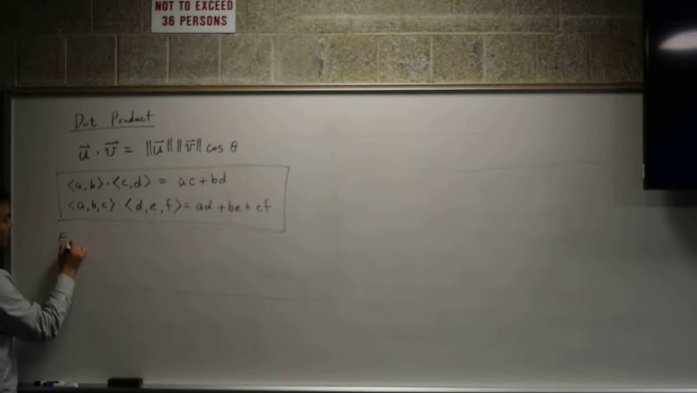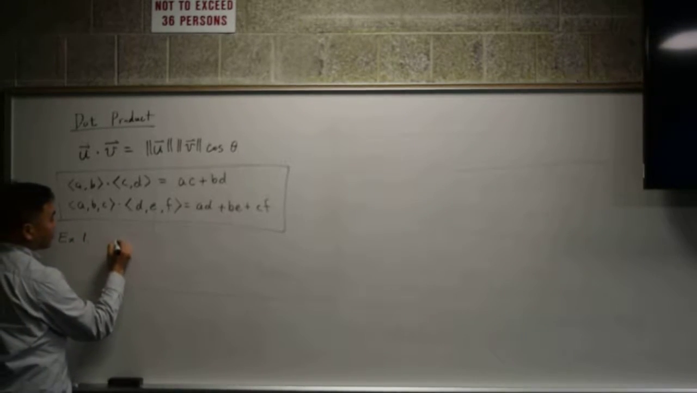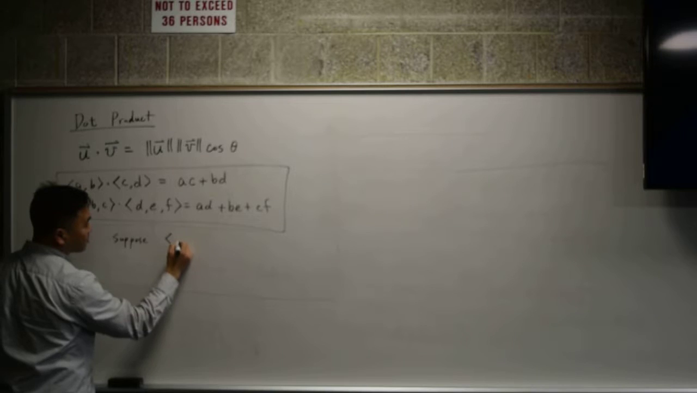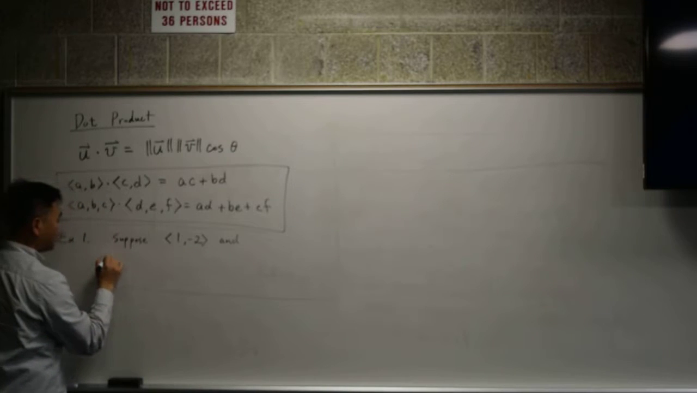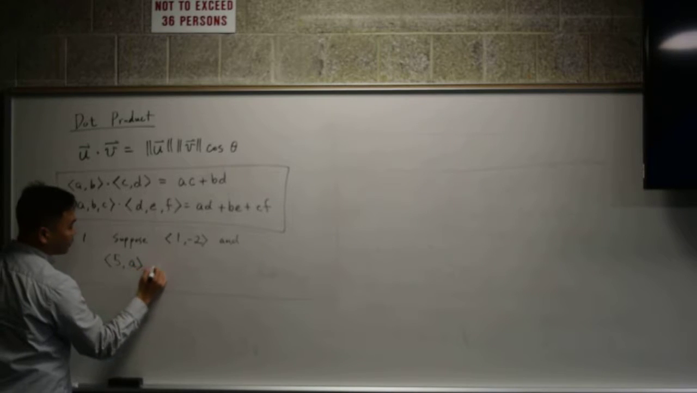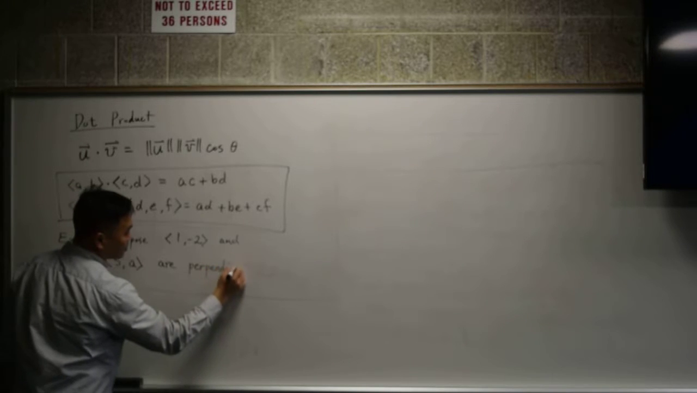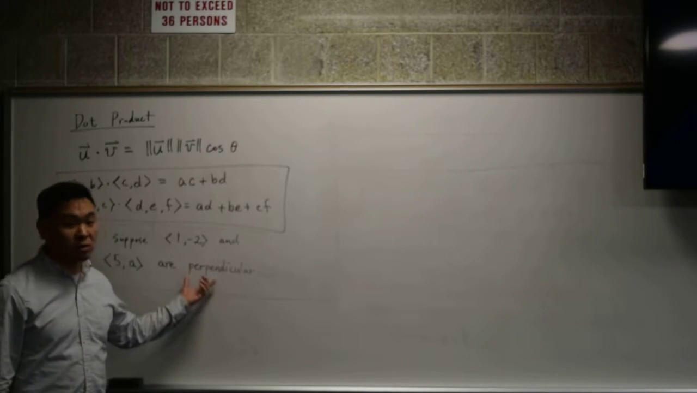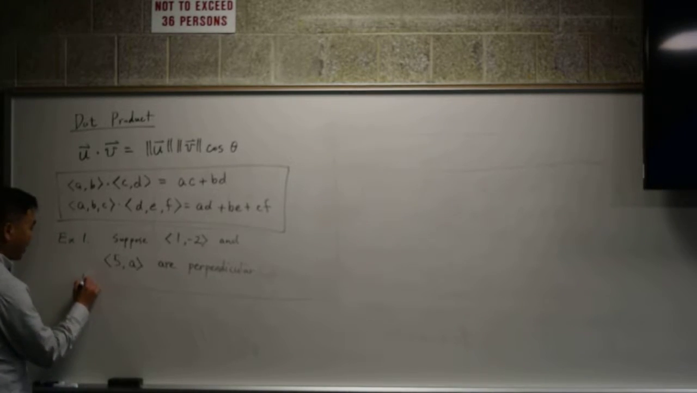Example 1. Suppose vector 1 comma negative 2 and 5 comma A are perpendicular. Sometimes called orthogonal. Orthogonal, perpendicular, right angles, all the same thing. What is A?